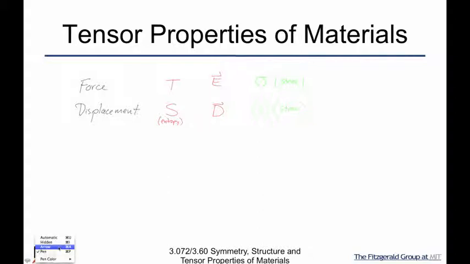Now, it turns out that these are very common relationships that I show here. It turns out that the product of these is energy. So these types of tensor properties, these types of force and displacement, are called conjugates because their product is energy.